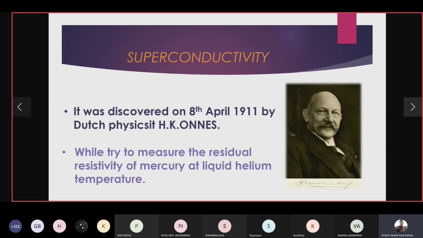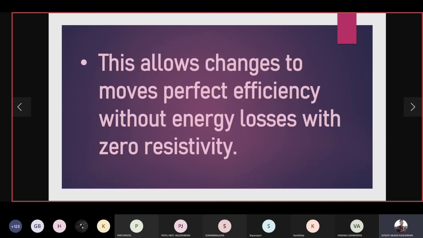Here you can see the resistance versus temperature graph. This allows perfect efficiency without energy losses, with zero resistivity.